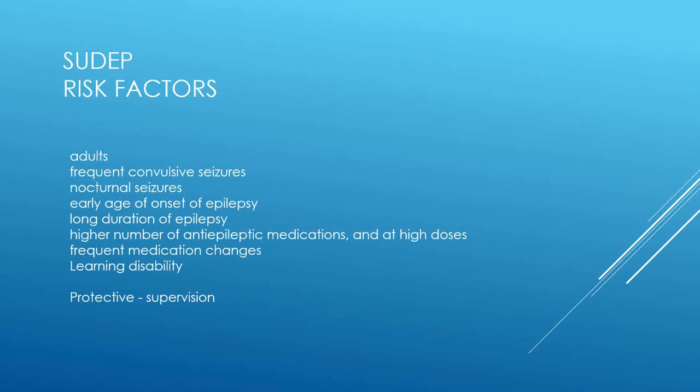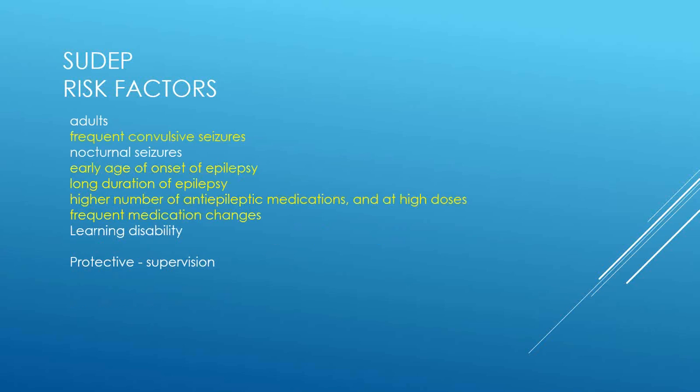These are the risk factors. Adults, as I mentioned previously, are more commonly dying of SUDEP. Frequent convulsive seizures, nocturnal seizures, early age of onset of epilepsy, long duration of epilepsy, higher number of anti-epileptic medication and in high doses, frequent medication changes, and learning disability. Protective is supervision. If you look at these risk factors, many of them just mean that the epilepsy is difficult to treat. So frequent convulsive seizures, early age, long duration, high number of anti-epileptic medications, frequent medication changes, they all suggest that this is difficult to treat epilepsy. Learning disability suggests that this is symptomatic epilepsy.